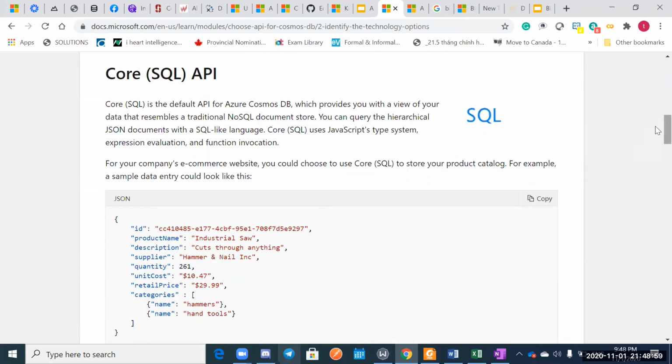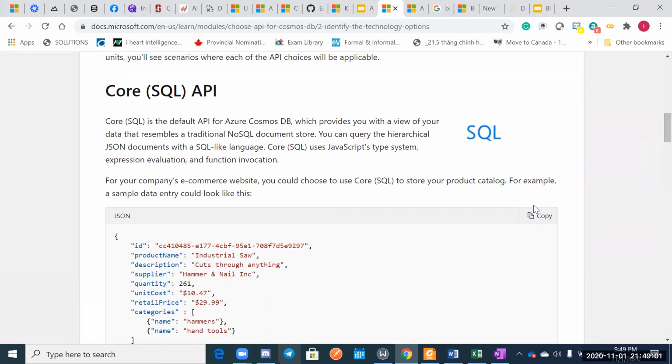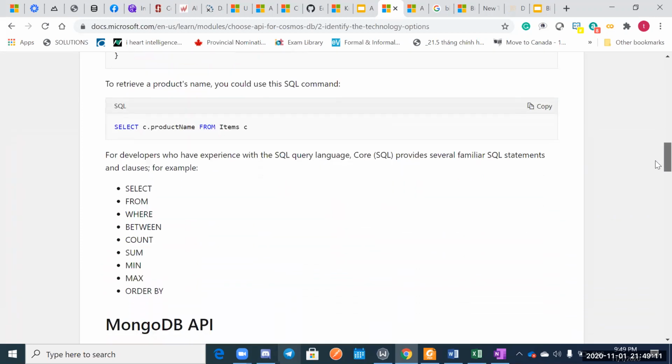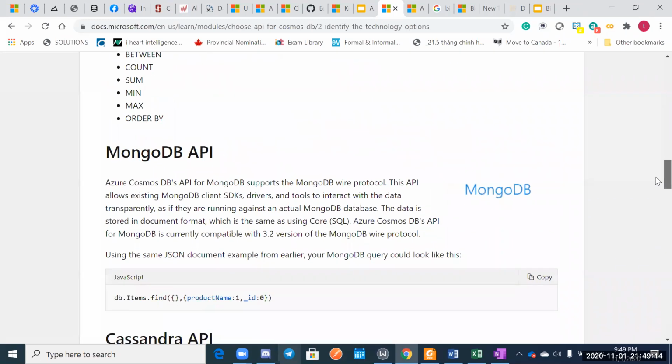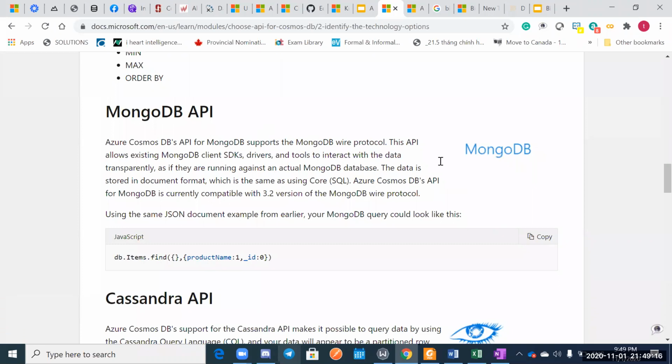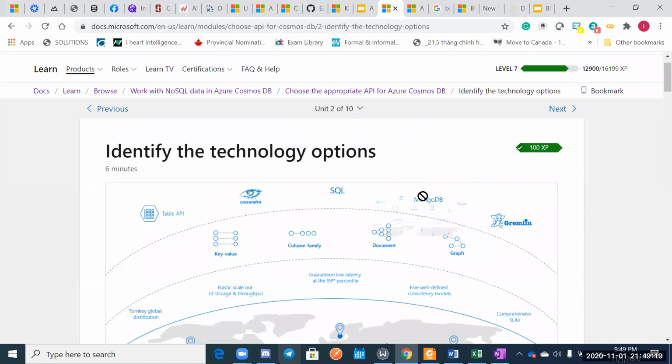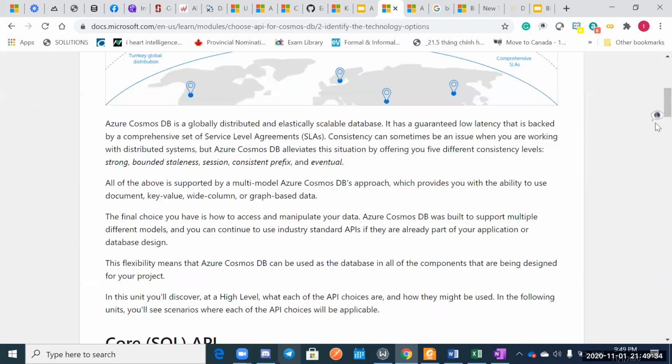Okay, so let's go through it and take a look on this together. Core SQL is the default API of Azure database. Let me go to MongoDB. In each of these, you can see MongoDB belongs to the MongoDB protocol, Cassandra belongs to the Cassandra protocol, and Gremlin belongs to the Gremlin protocol. So only Table API and SQL are the services from Azure.